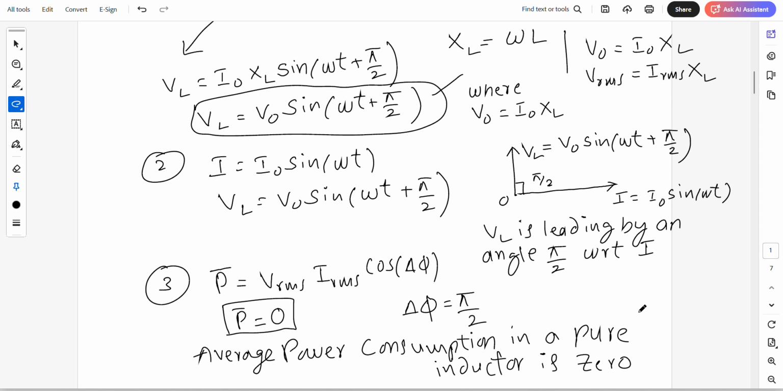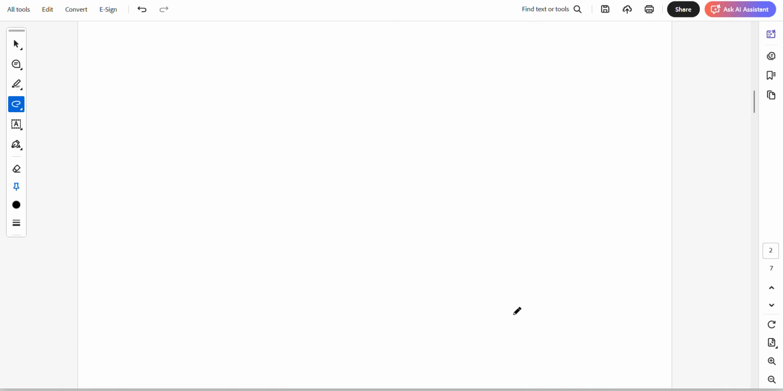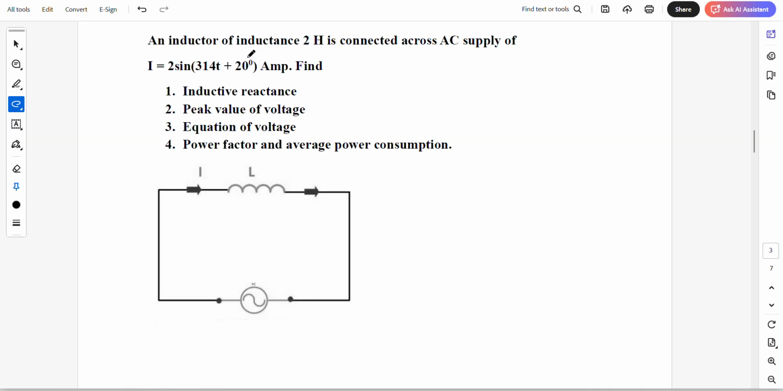What is the average power consumption? Average power consumption is 0 in case of a pure inductor. Now let us see some problems on it. This is the first problem. An inductor of inductance 2 Henry, L is 2 Henry, is connected across AC supply of current. How much is the current given?